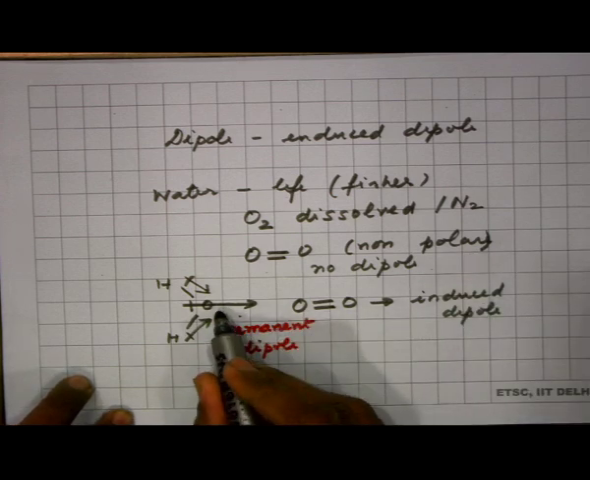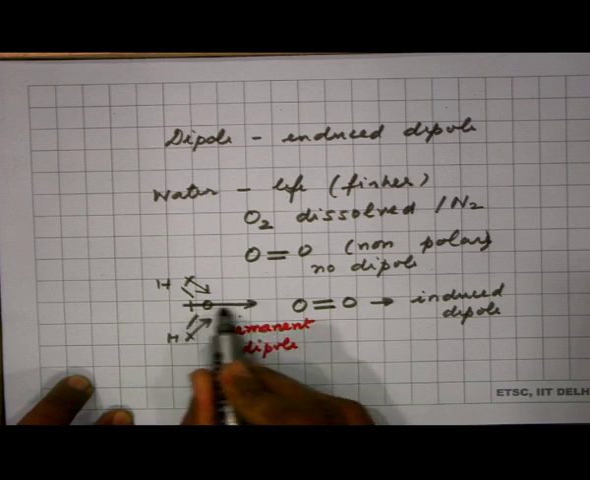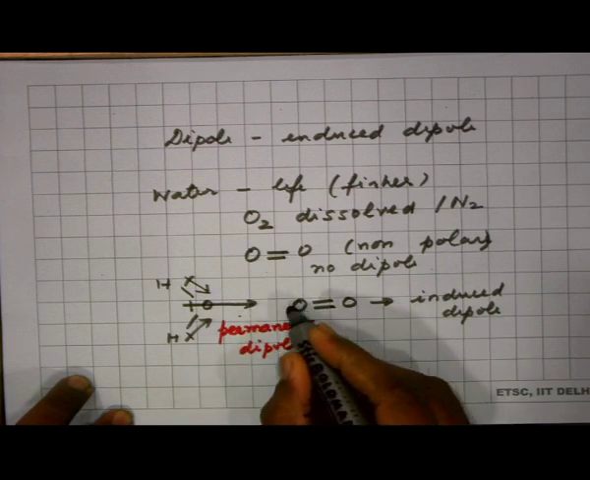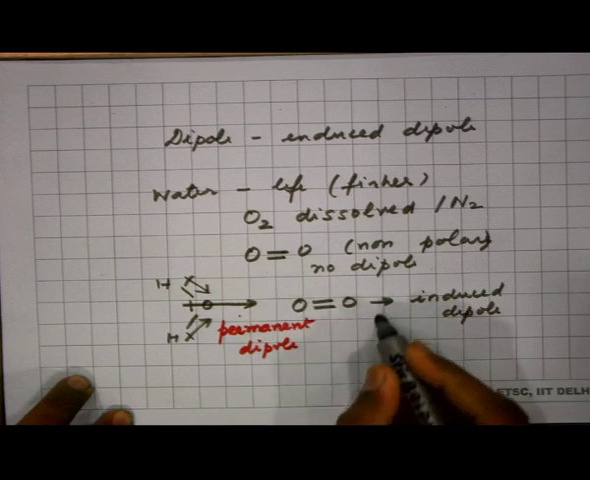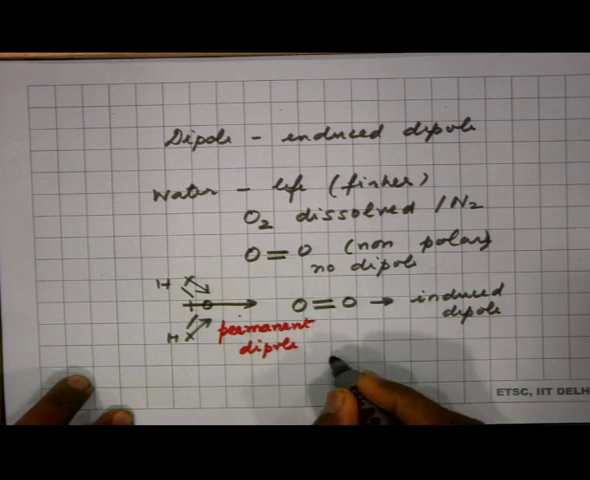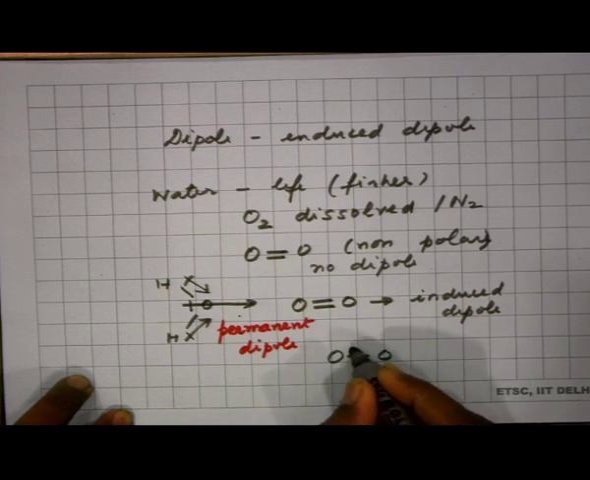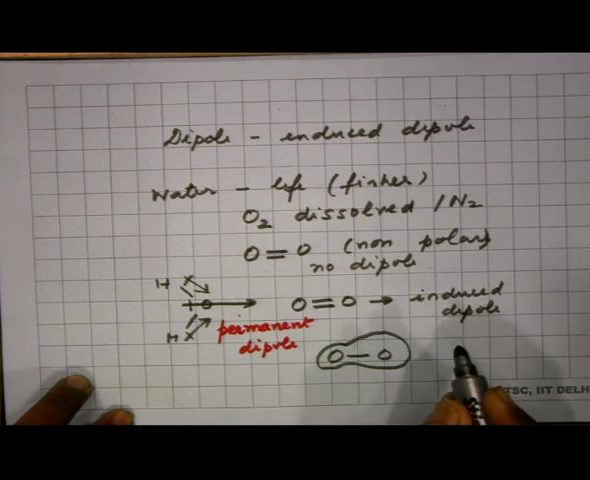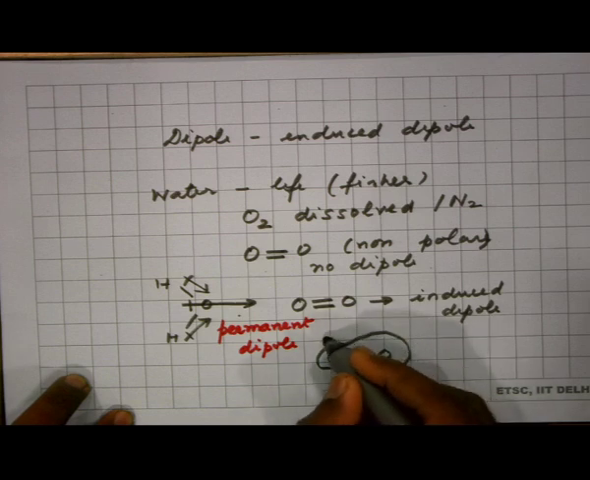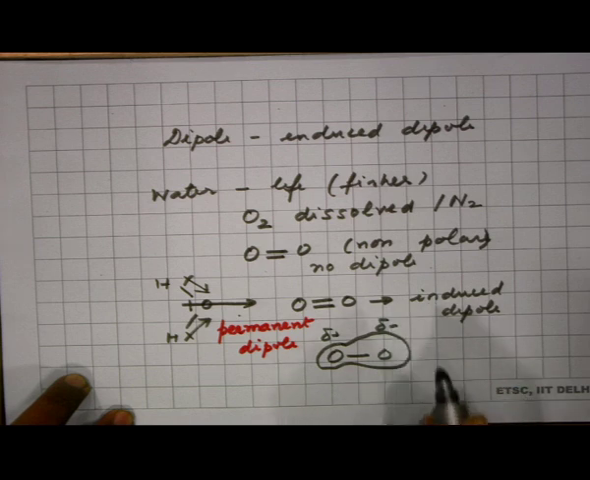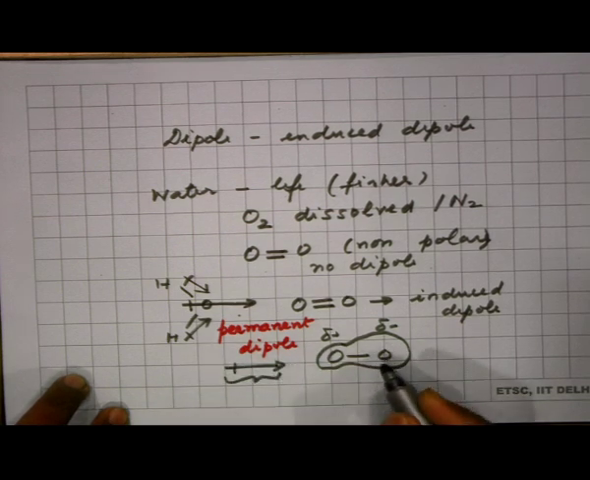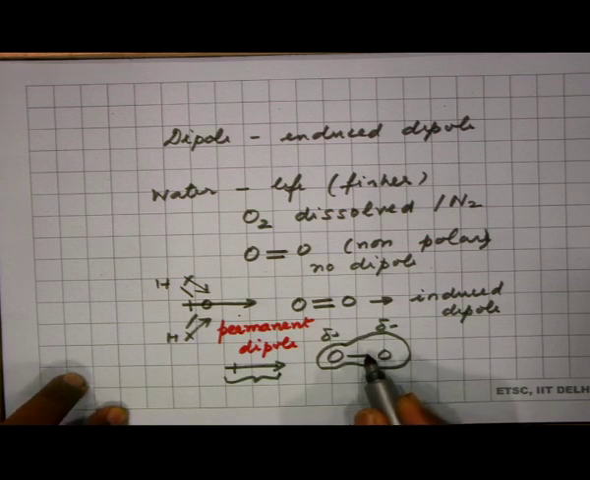In other words, as a result of this dipole of the water coming close to oxygen, you expect that there would be an interaction and the electron density would be polarized in oxygen in such a way that you will have less electron density here and more electron density there. So, you will get a delta plus delta minus situation, but this is in the presence of a dipole, so this permanent dipole leads to an induced dipole here.